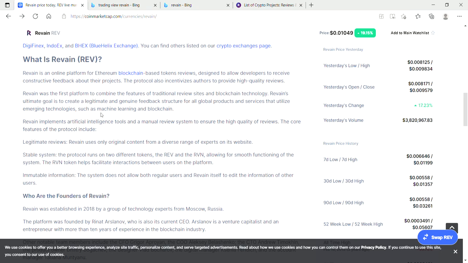Revain implements artificial intelligence tools and a manual review system to ensure high quality of reviews. The core features of the protocol include legitimate reviews. Revain uses only original content from a diverse range of experts on its website. Stable system. The protocol runs on two different tokens, the REV and RVN, allowing for smooth functioning system. The RVN token helps facilitate interactions between users on the platform. Immutable information. The system does not allow both regular users and Revain itself to edit the information of other users.